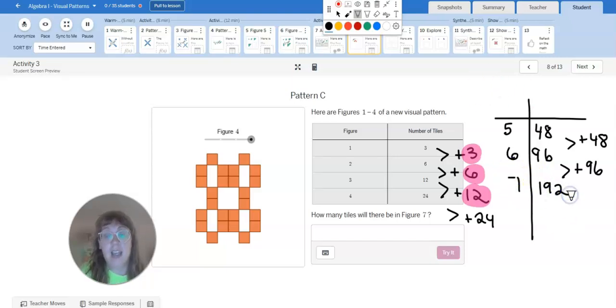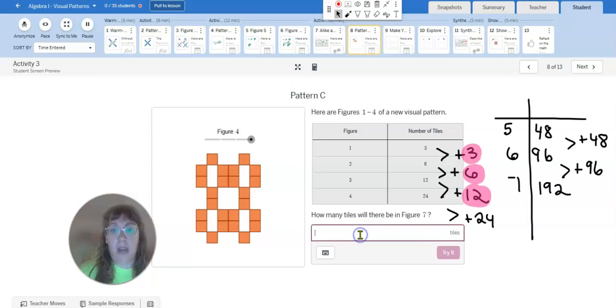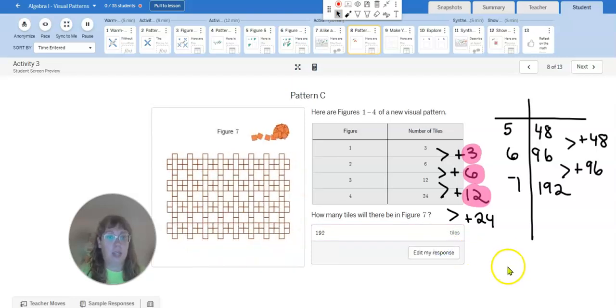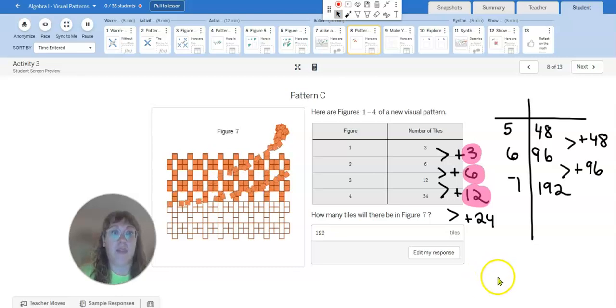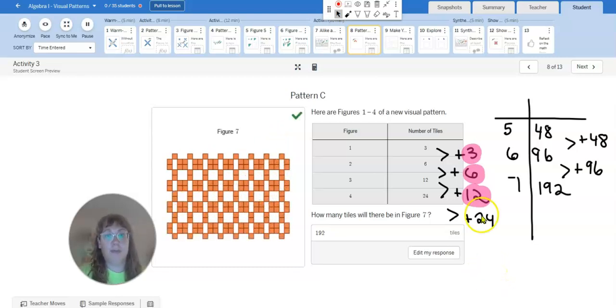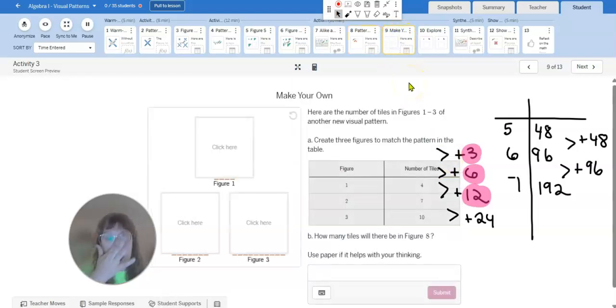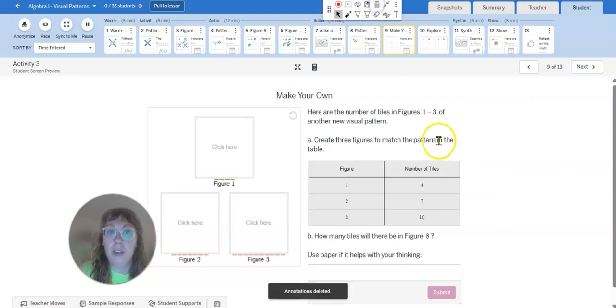So you can see how much faster this one grew because we're not adding the same amount each time. We're actually doubling the tiles each time. So this one is 192 tiles. Look how big this is by figure 7. It has really doubled. Beautiful. Once you have that all plugged in, on slide 9, you're going to try and make one of your own.